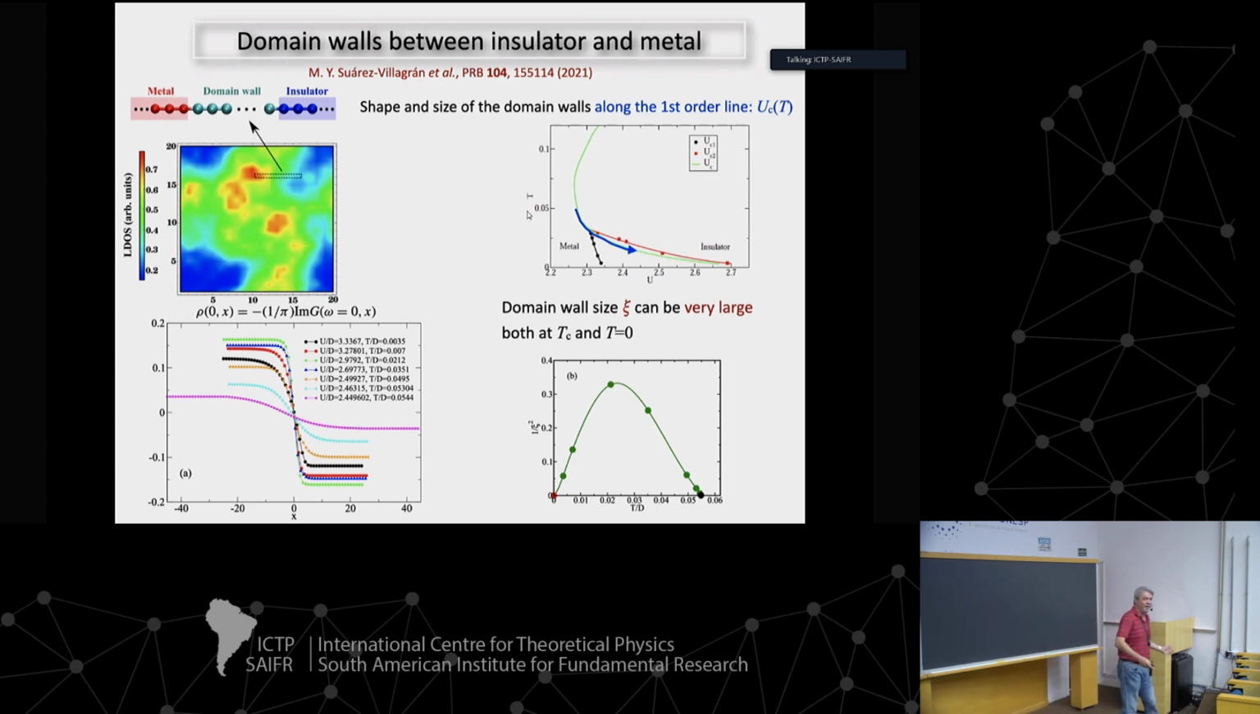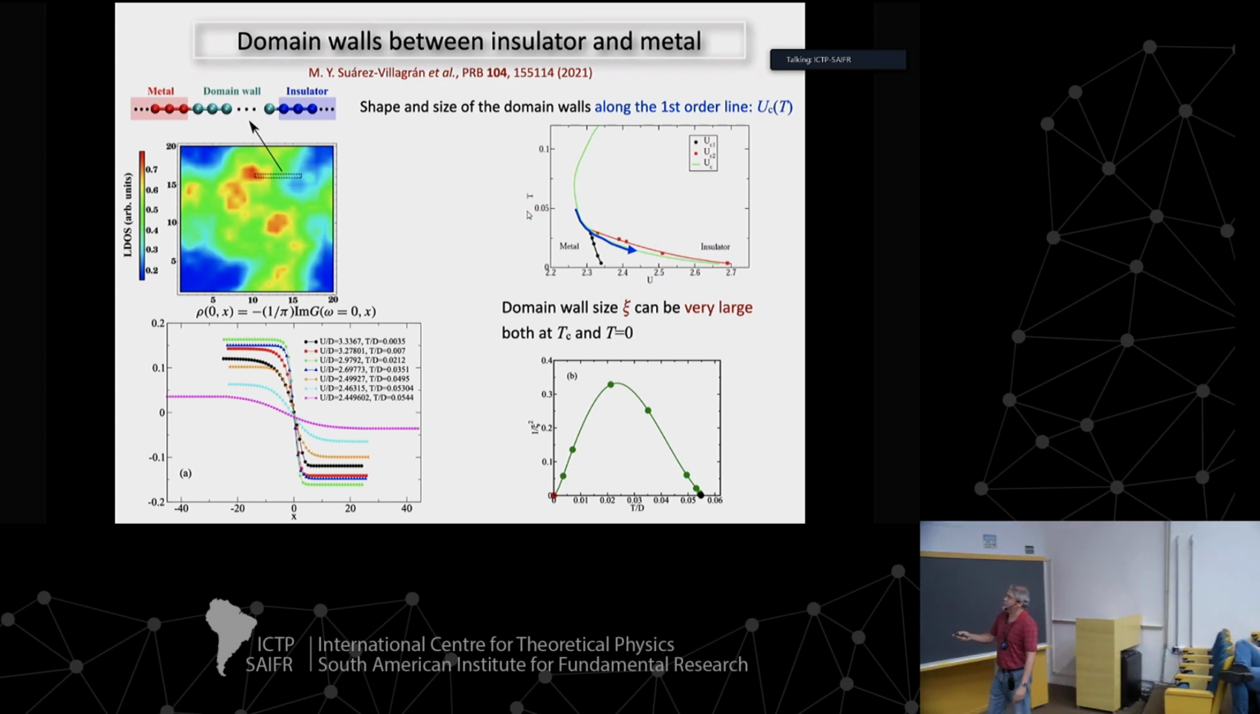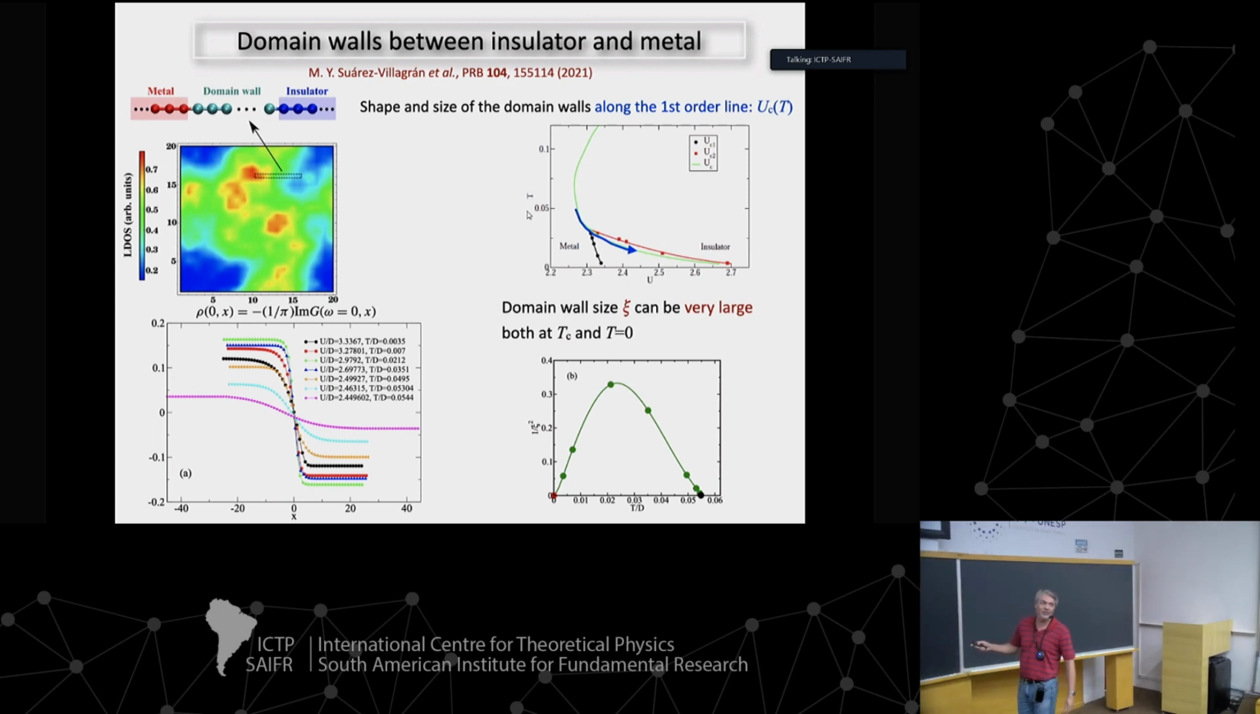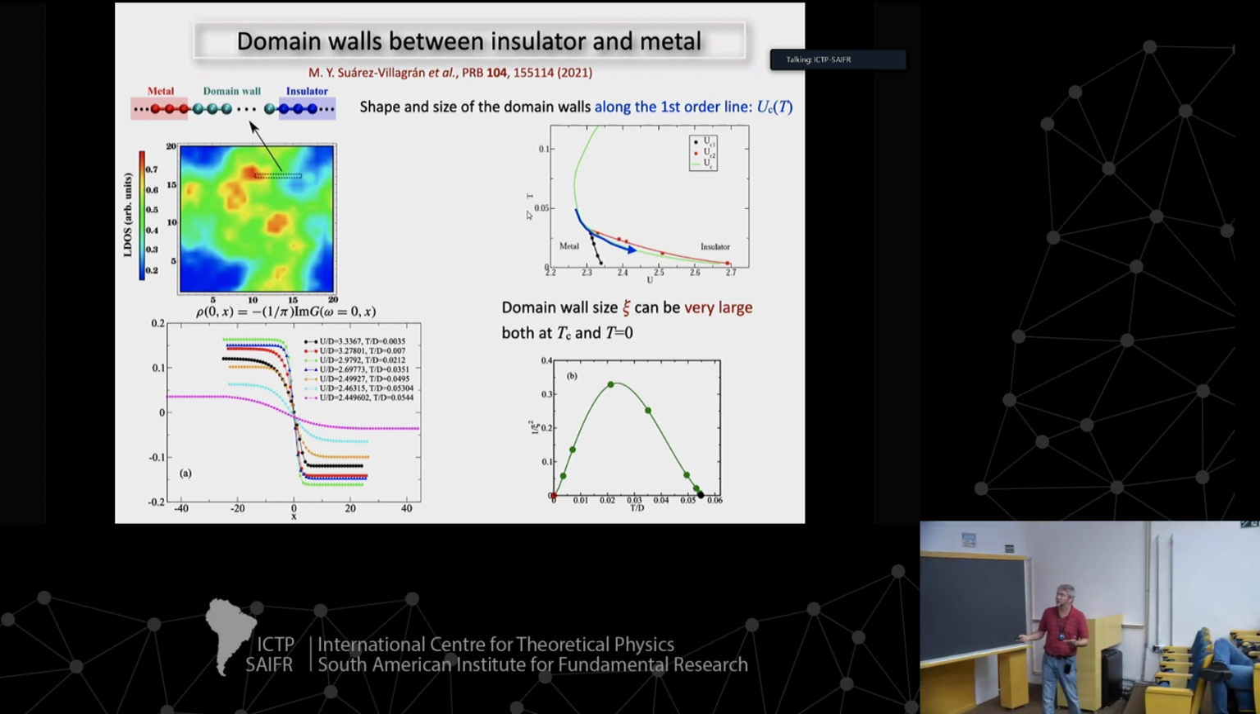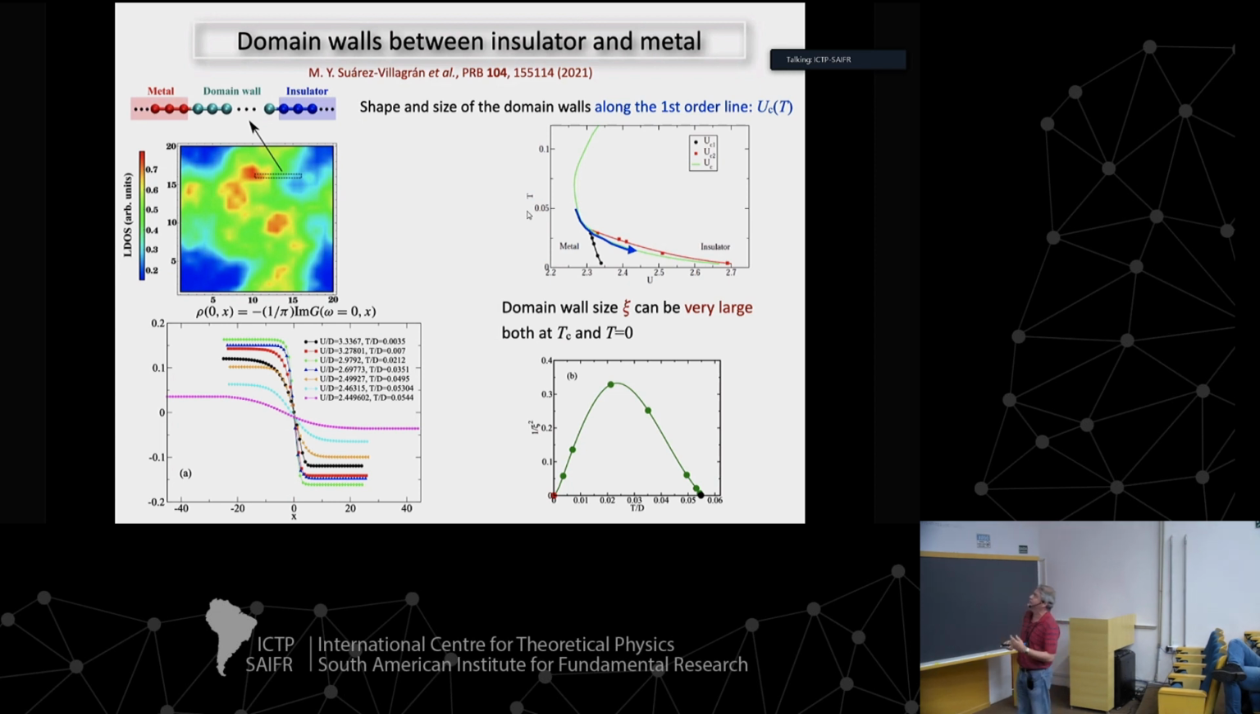The domain wall size is diverging. Interestingly, it goes to 0 also on this side. This is because within this theory, this point is also a second-order point. I'm not going to go into that, but this is why this happens here. So you see that basically because of critical behavior, the domain wall sizes are very large close to the transition. This is totally to be expected in this case.